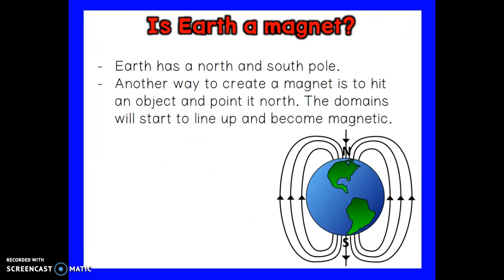I'm sure you've heard that Earth has a north and south pole, just like a magnet. Compasses work by detecting the magnetic field around these poles. Another way to create a magnet is to hit an object that contains iron, nickel, or cobalt and point it north. The domains inside the object will start to line up and become magnetic.